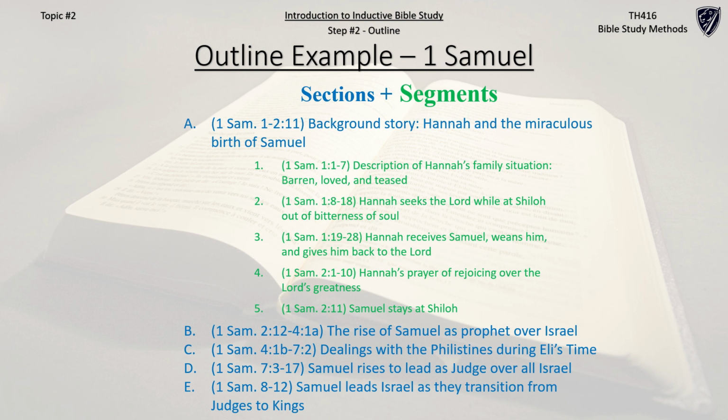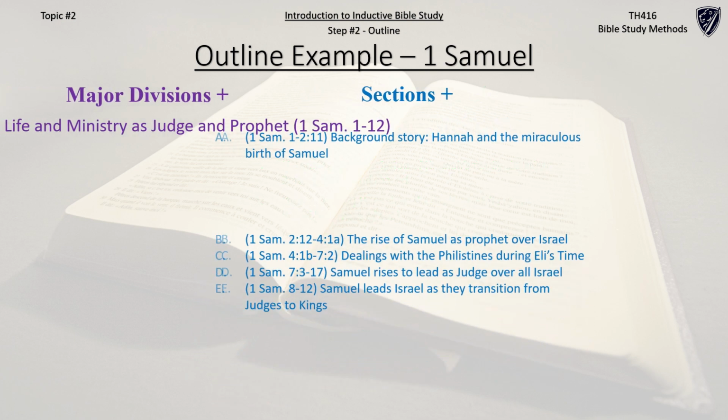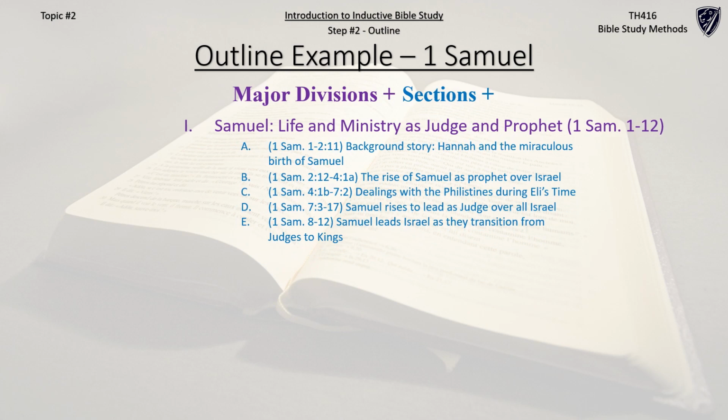Now you can go up another level into major divisions above sections, and that's what we'll do next, and see that all of these sections, chapter 1 through chapter 12, those 5 sections, A, B, C, D, and E, are all part of a major division. And that major division is all about Samuel, the life and ministry of Samuel as judge and prophet. And that's really the defining factor that groups all of these together.